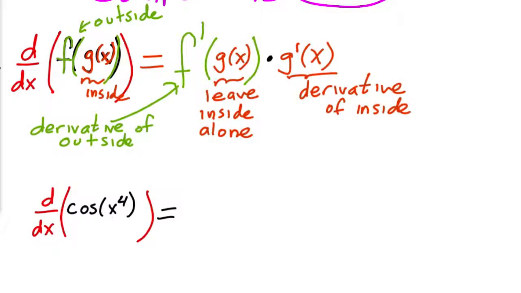So the derivative of cosine of x to the fourth, we've got the outside, which we already said is the cosine function, and then the inside is x to the fourth. So we get the derivative of the outside leaving the inside alone. So the derivative of the outside is negative sine of x, but instead of x, it's going to be leaving the inside alone, so x to the fourth stays the same, times the derivative of the inside, which is 4x to the third. And that's it.